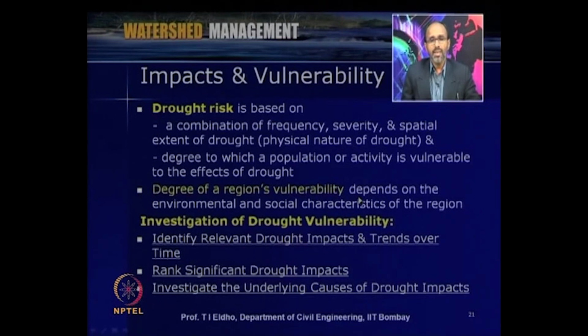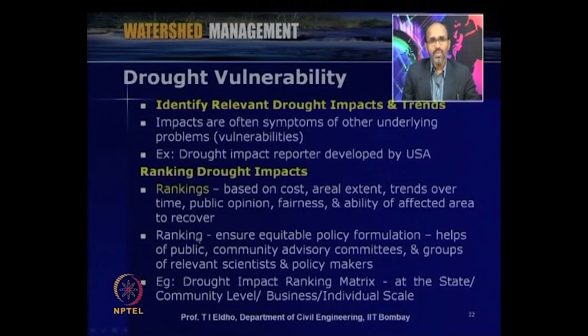The degree of a region's vulnerability depends on the environmental and social characteristics of the region. So what are the environmental effects, and what are the social effects? Accordingly we have to define the degree of vulnerability of that particular region. So we have to investigate the drought vulnerability. First we can identify the relevant drought impacts and the trends over time, then rank the significant drought impacts with respect to the conditions, and then investigate the underlying causes of drought impacts. That way we can investigate the drought situation, come up with vulnerabilities, and even produce vulnerability maps.